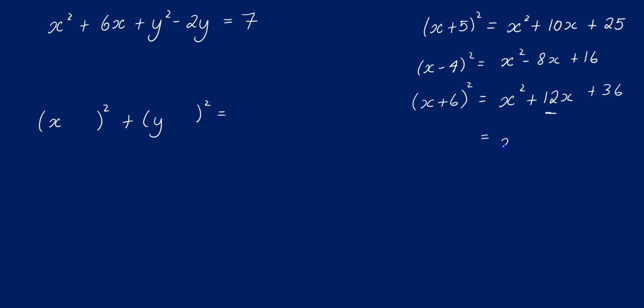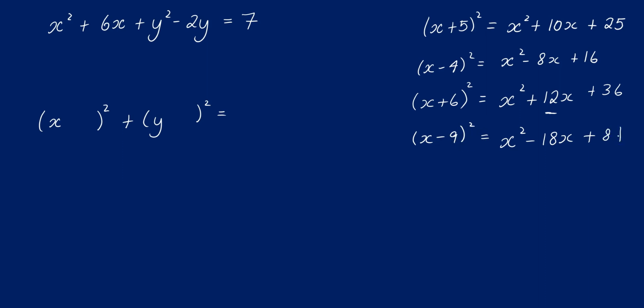Just do one more. What if I had x squared take 18x? Again, half of 18 is 9, and because that's a minus, it's x take 9 squared, and so over here that means 9 squared, we get 81.